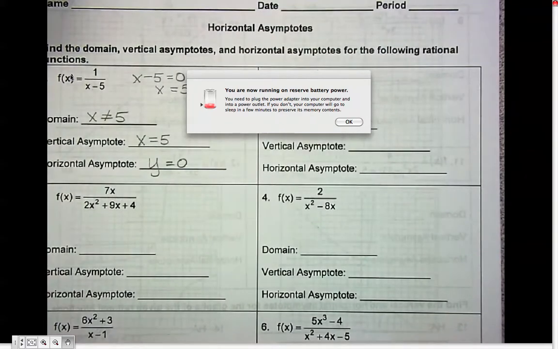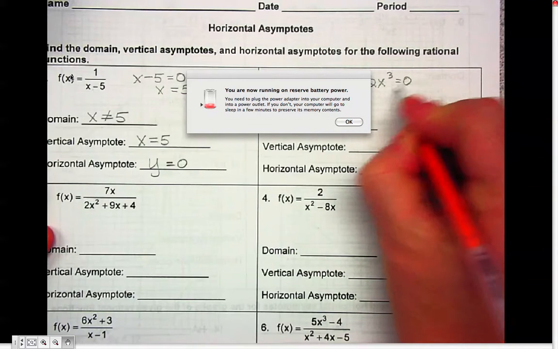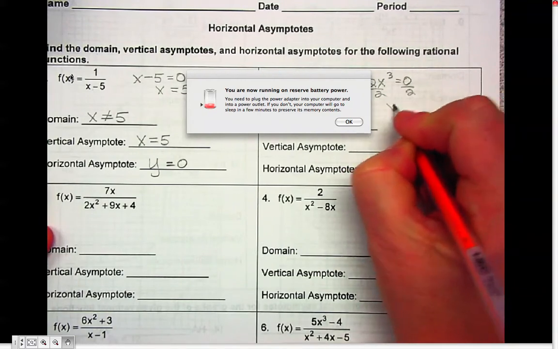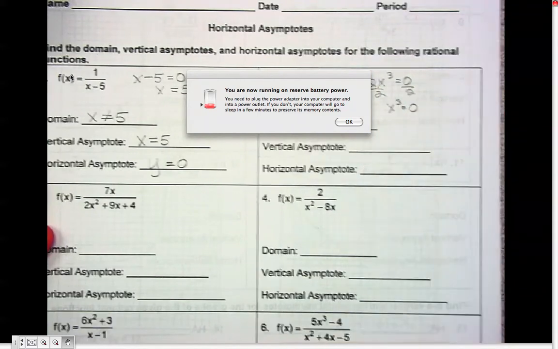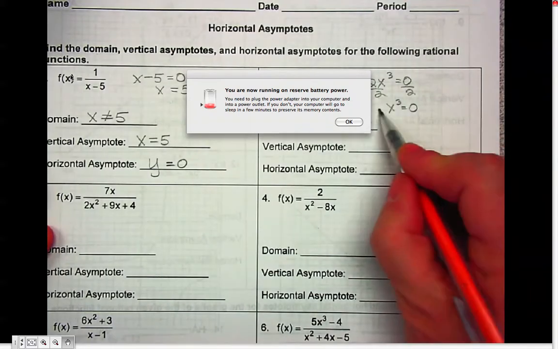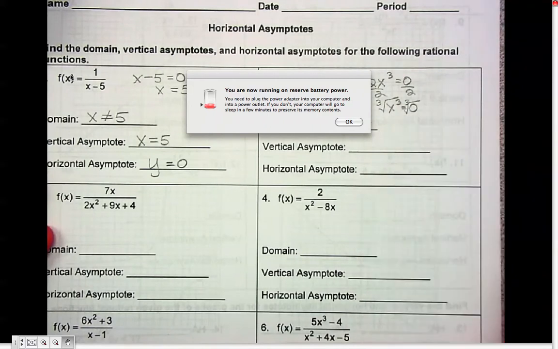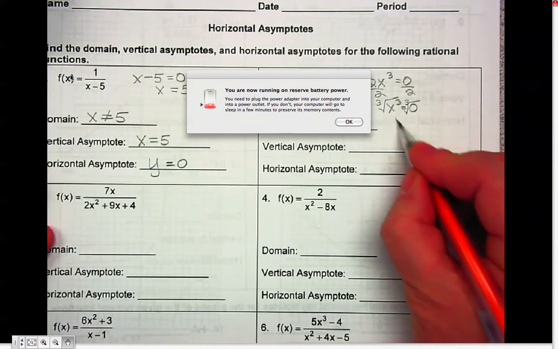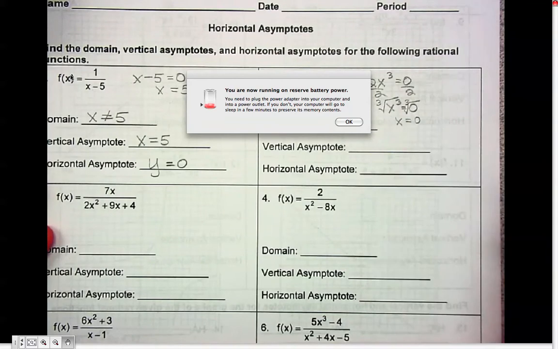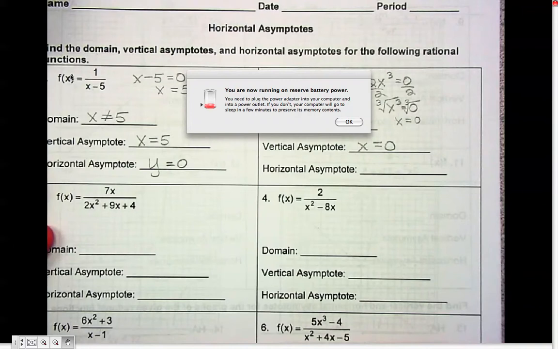Okay, number 2, we have to set the denominator equal to 0. Divide by 2. X to the third equals 0. Anybody know how to solve that? I think you haven't learned this yet, but we would take the cubed root of both sides, which you really don't have to know to do this. And then x would equal 0. So x to any power that equals 0, x is just going to be 0. Okay. So your vertical asymptote is x equals 0.